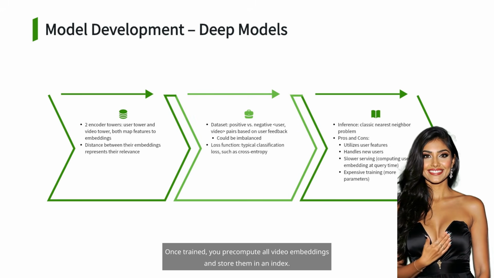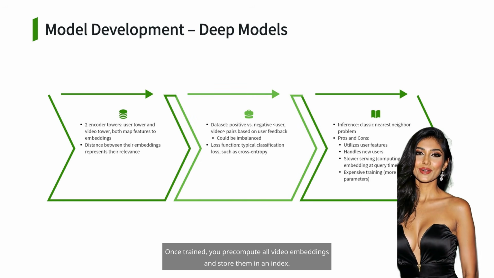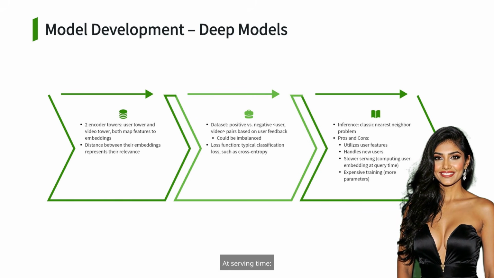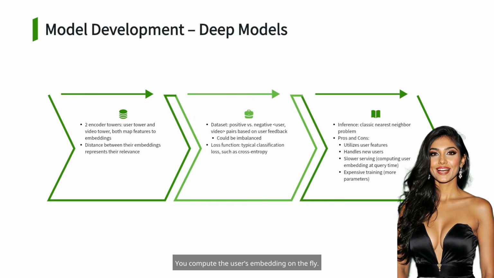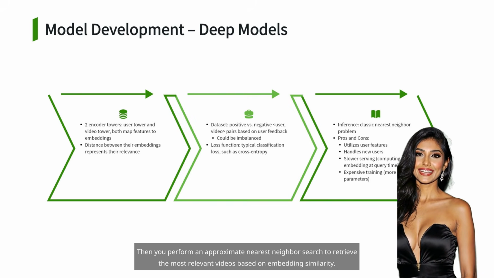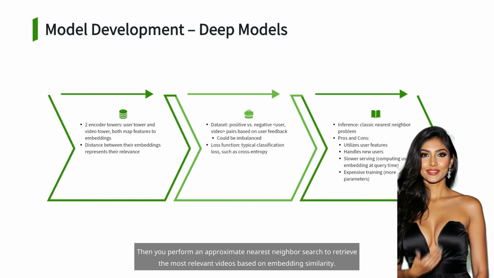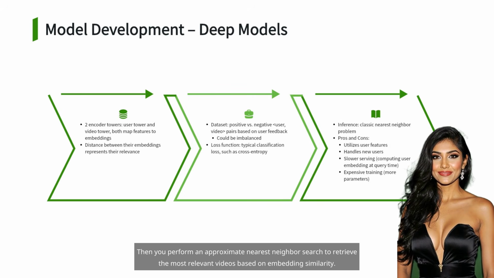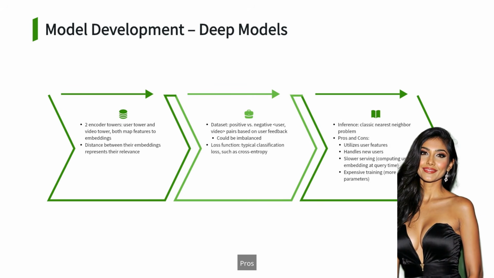Inference. Classic nearest neighbor problem. Once trained, you pre-compute all video embeddings and store them in an index. At serving time, you compute the user's embedding on the fly. Then you perform an approximate nearest neighbor search to retrieve the most relevant videos based on embedding similarity.